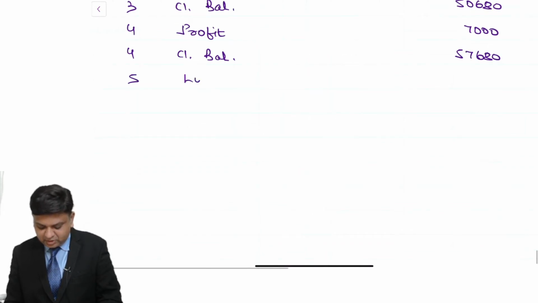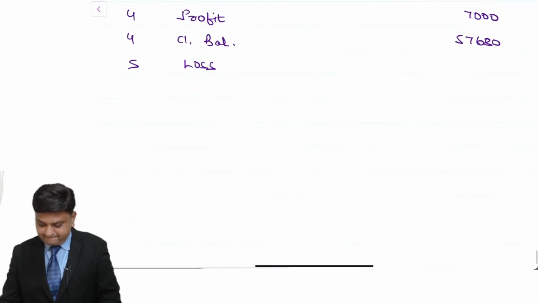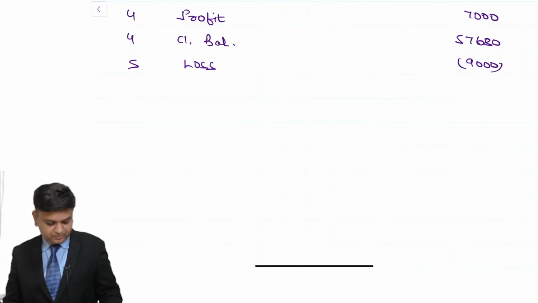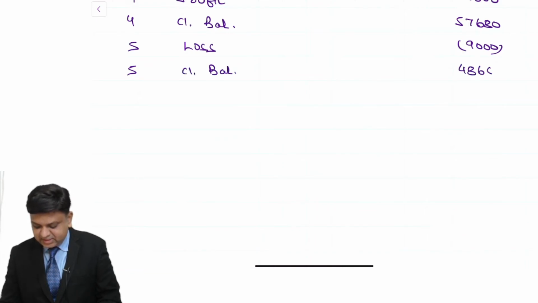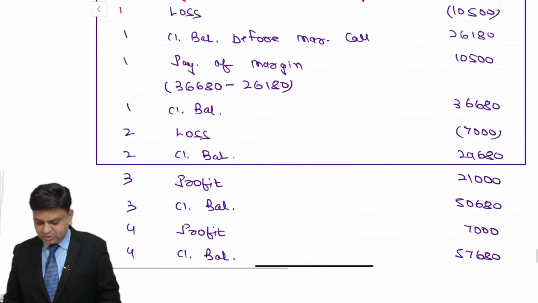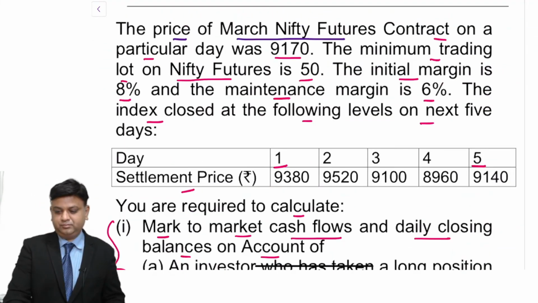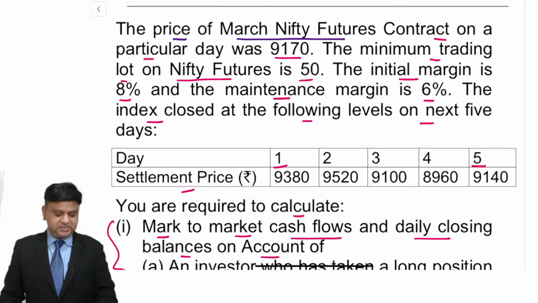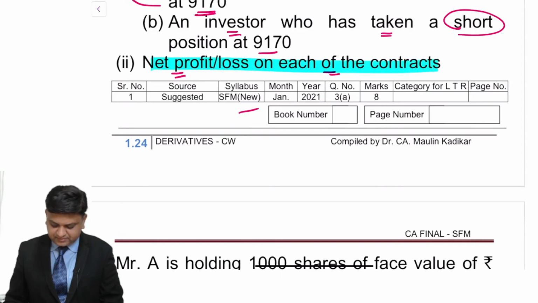On fifth, there is a loss. Amount of the loss is 9,000. So on fifth, the closing balance is 48,680, which is more than maintenance margin. So there is no question of the payment of the margin. So we understand that, say, the second part of the question, net profit or loss in each of the contracts.